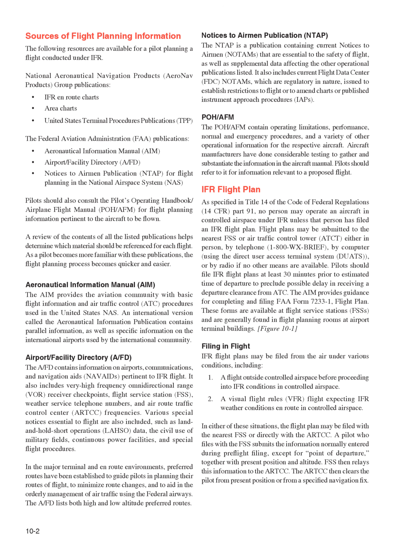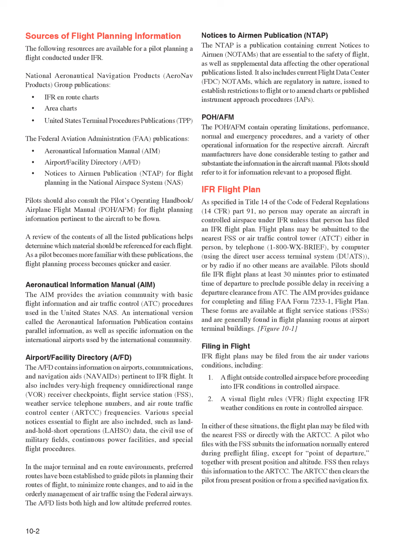Aeronautical Information Manual, AIM. The AIM provides the aviation community with basic flight information and air traffic control, ATC, procedures used in the United States NAS. An international version called the Aeronautical Information Publication contains parallel information, as well as specific information on the international airports used by the international community.